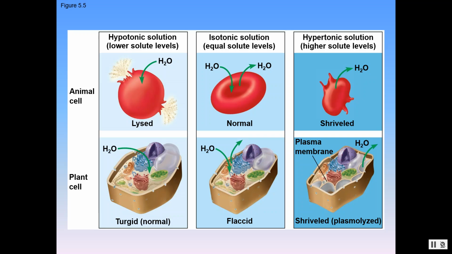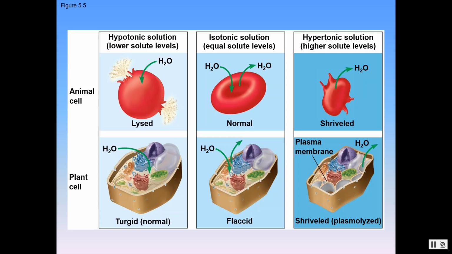So a plant cell really likes that. In the middle, we have isotonic. Isotonic means there's equal solute levels on both sides of the membrane. And this is a red blood cell. An animal red blood cell really likes an isotonic solution.